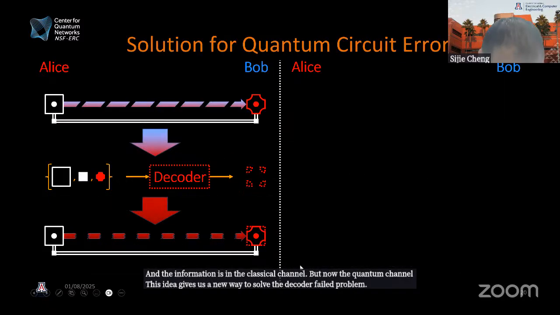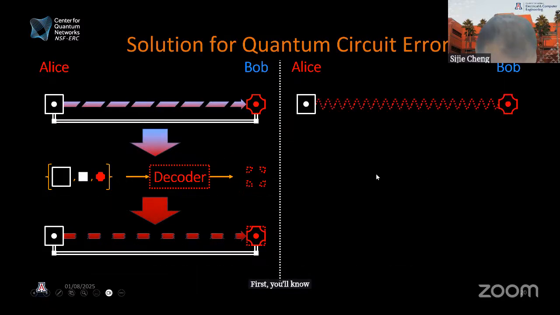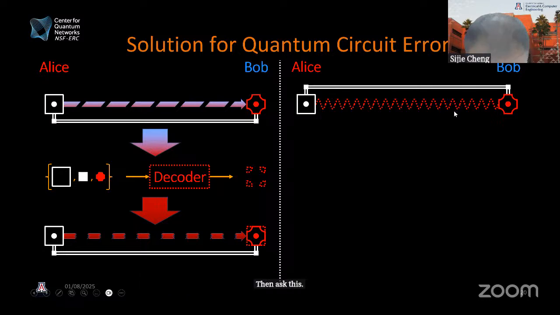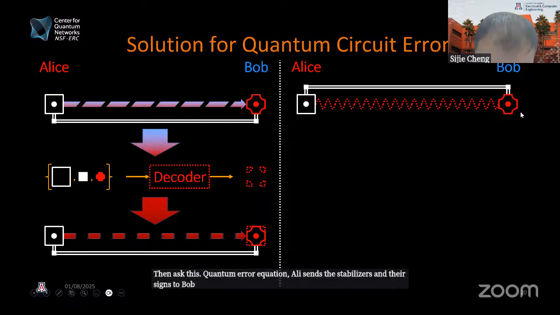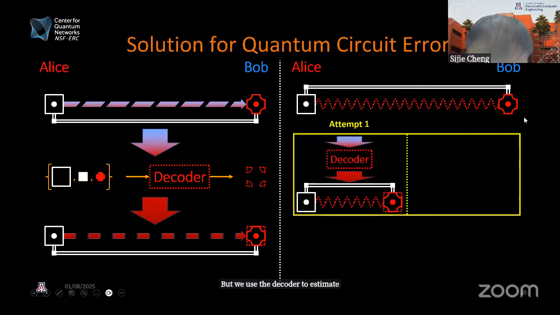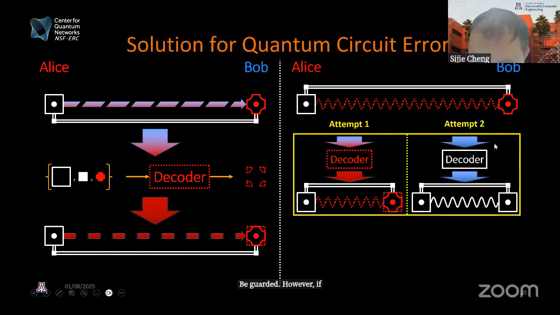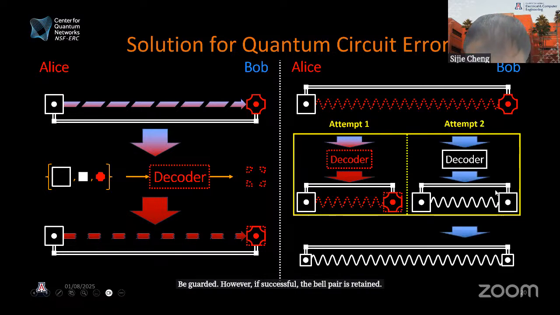First, in a noisy quantum channel, we establish an imperfect Bell pair. Then, as with quantum error correction, Alice sends the stabilizers and their signs to Bob through a classical channel. Bob uses the decoder to estimate and correct errors. If the decoder fails, the attempt is discarded. However, if successful, the Bell pair is retained. This process can improve the purity of the quantum state.